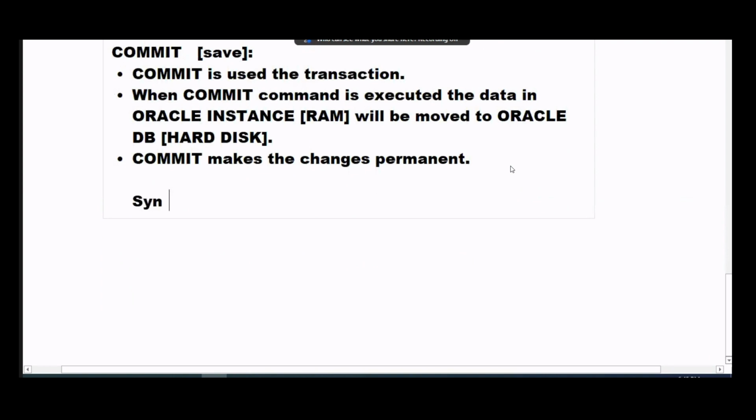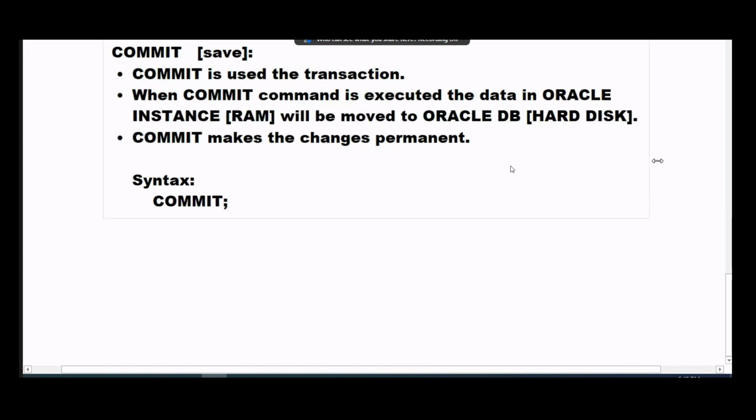Syntax and example are the same. Many times we used this command, commit. When the commit command is executed, the data in the instance will be moved to the database. Permanently, it will be saved in the database. If you don't use commit, and you inserted two records here, they will be inserted only in the instance. If you don't use commit and you close the Oracle window, you lose these two records. You lost the data. So that's why after performing a DML operation, we must use commit to save it. If you want to cancel it, use rollback. That's it.